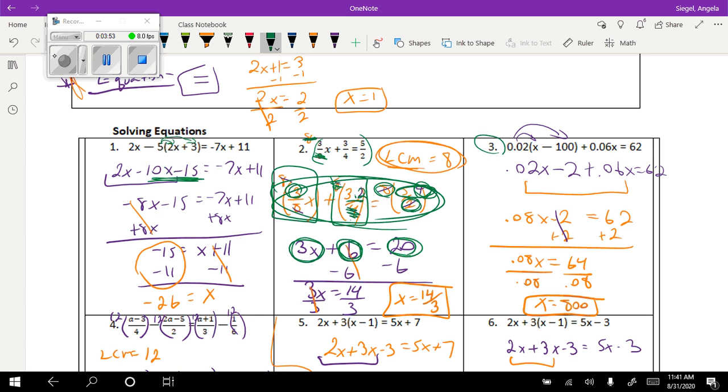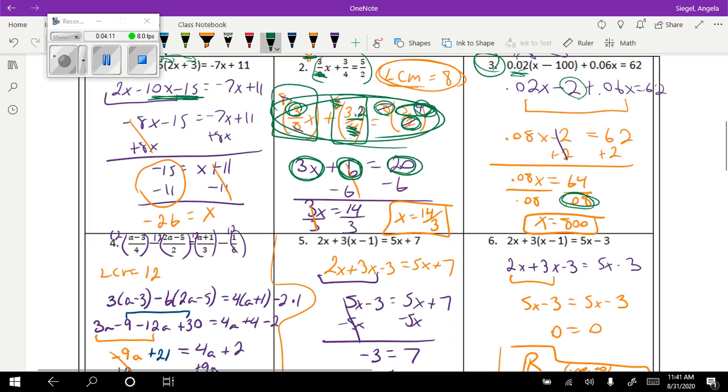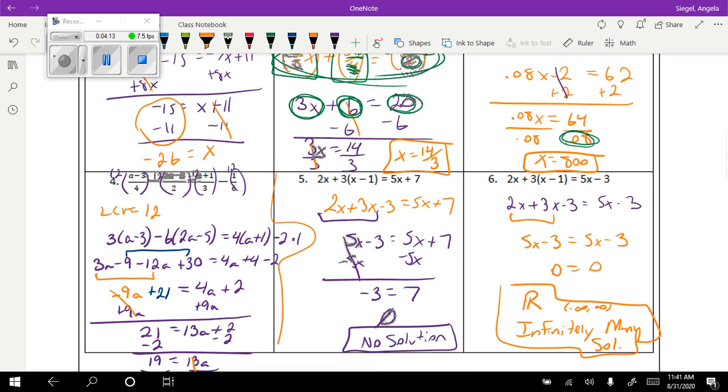Number 3, I guess the most difficult part about this is just dealing with the yucky numbers. So we have 0.02 that we're going to distribute. 0.02 times 100 is 2, and then we're dividing by 0.08. Other than that, that one's pretty straightforward as well. Number 4 is very similar to number 2.